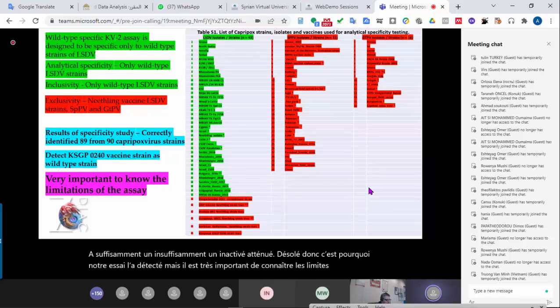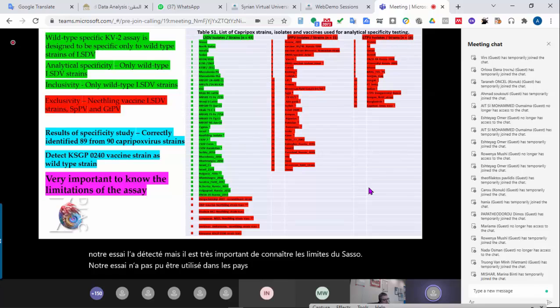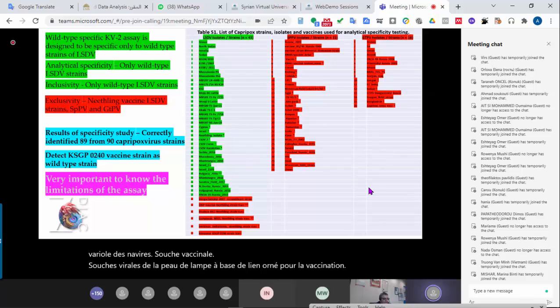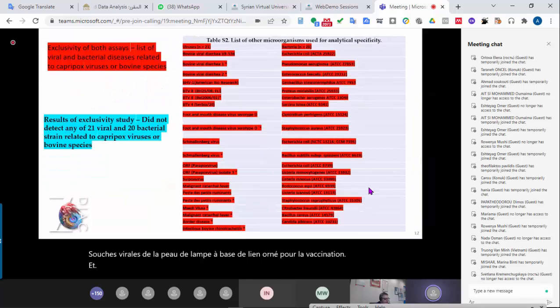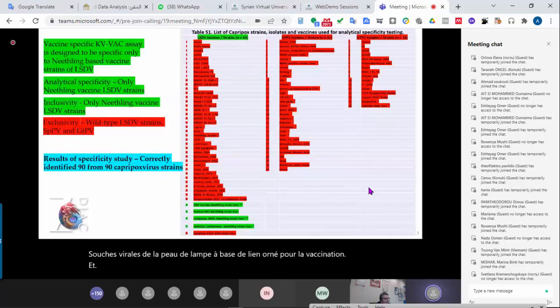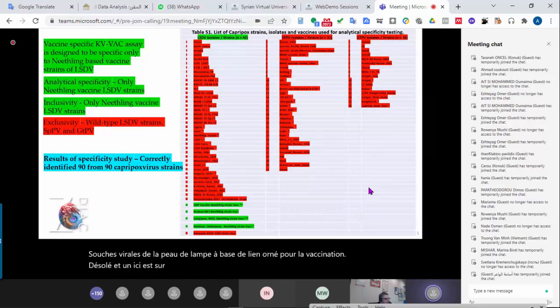So our assays could not be used in countries that use this Kenyan vaccine strain for vaccination. It can be used only in countries that are using sheeppox vaccine strain or Neethling-based lumpy skin viral strains for vaccination. And here on this slide you can see the analytical specificity of our vaccine strain specific assay.